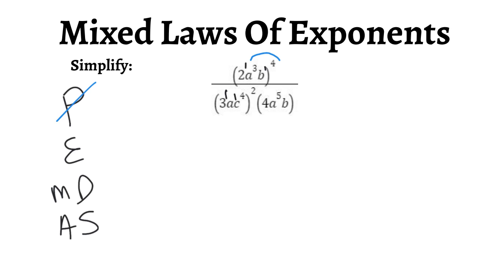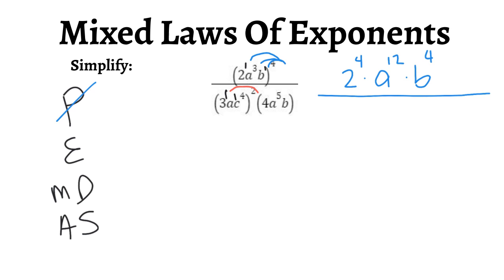4 times 1 is 4. So I can write 2 to the 4th power. Similarly, 4 times 3 is 12. So I can say a to the 12th power. And then 4 times 1 is 4. So I can say times b to the 4th power. This is the numerator. In the denominator, I'm going to do something very similar.